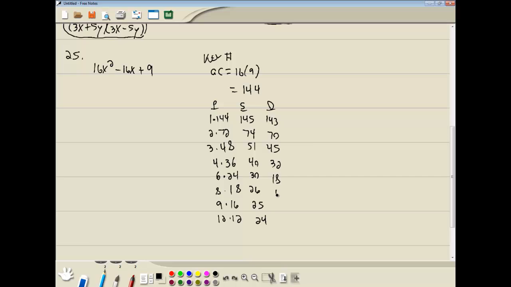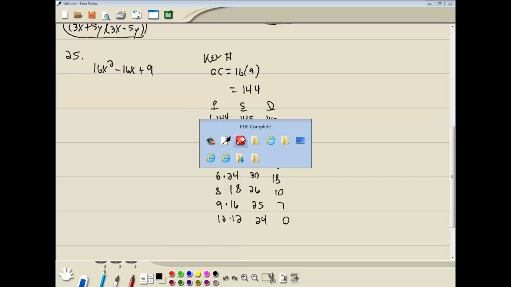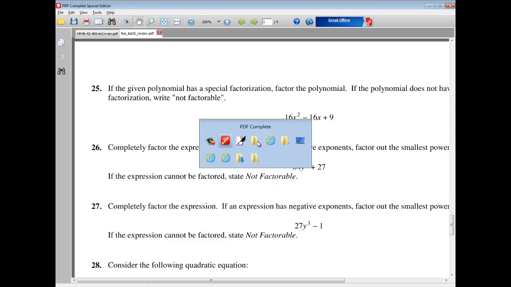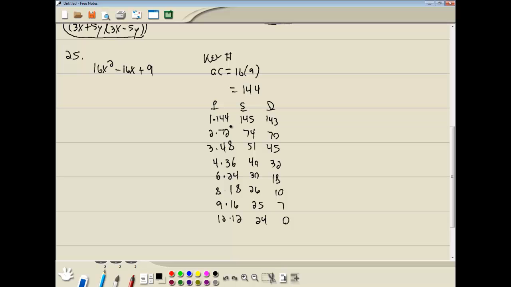Okay. And 0. I don't see 16. Did I write that down right? 1 times 144. Did I multiply that correctly? 2 times 72. 3 times, probably can't factor it. What a horrible joke if it is.